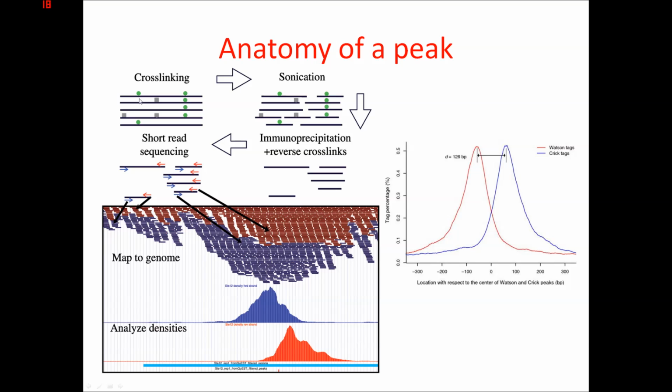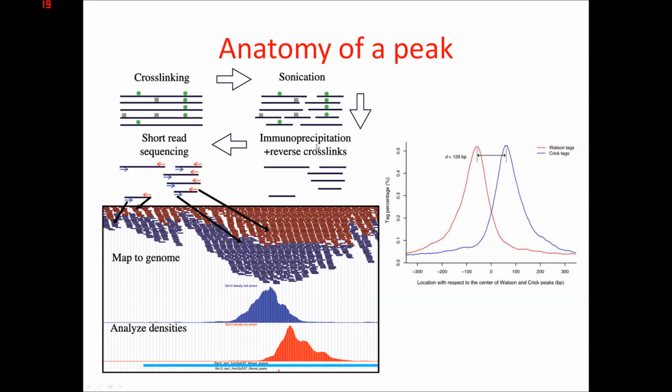Now, this is just a little overview again of the ChIP protocol. So you've got cross-linking of proteins to DNA, some of which contain the protein of interest. These are sonicated into bits, so these are our DNA fragments, some of which contain the protein, some of which don't.